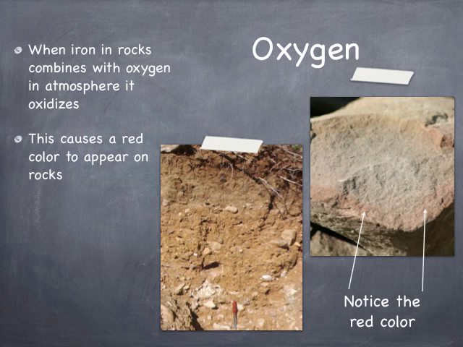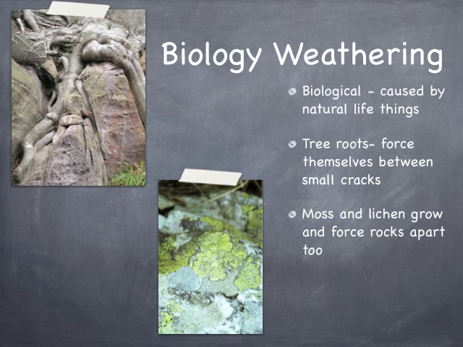Oxidation is another type of chemical weathering. This is when the iron inside of rocks combines with atmospheric oxygen and it causes it to oxidize. This is kind of like when you have rust in the chemical reactions. If you look at the picture to the right, you can see there's a little faint red color there, so that shows the rust or oxidation of that iron.